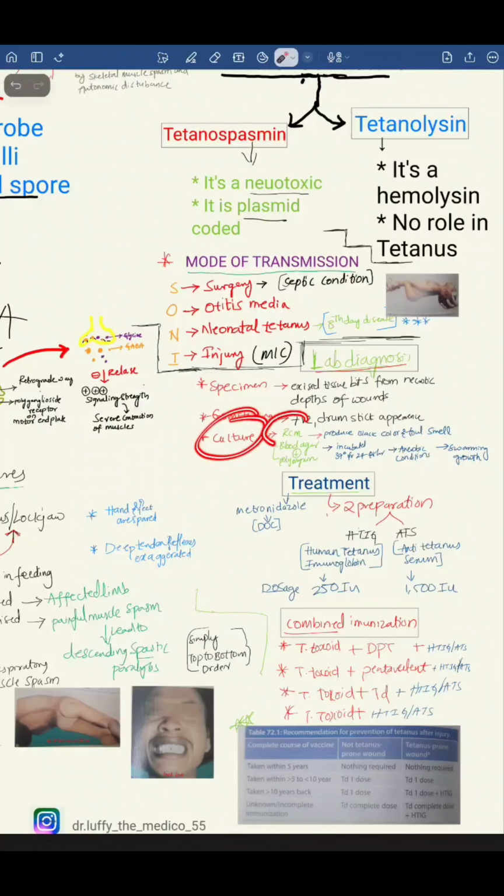What culture do you need to do? In RCM, meat produces black colonies along with a foul smell. When you use blood agar with polymyxin, incubated at 37 degrees for 24 to 48 hours in anaerobic conditions, you can see swarming growth.